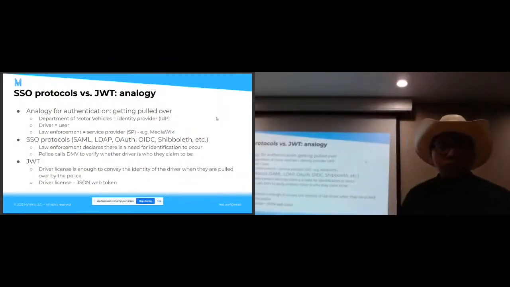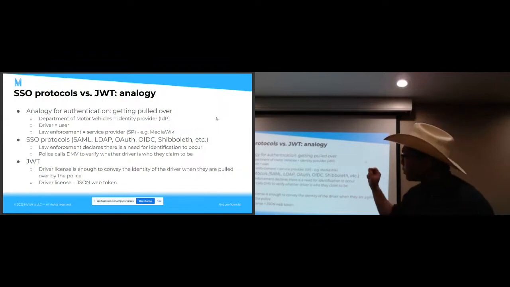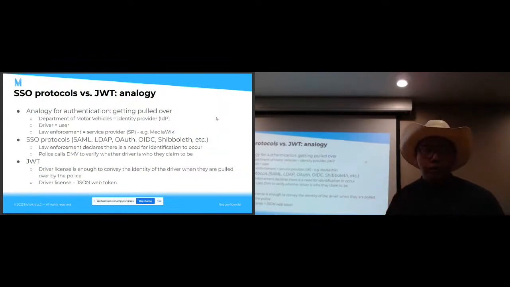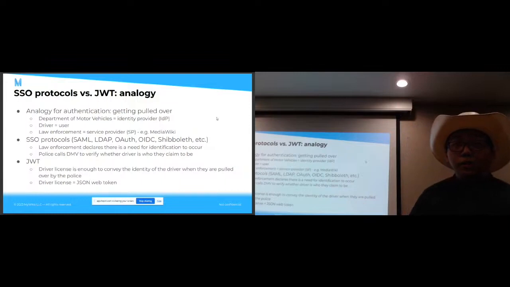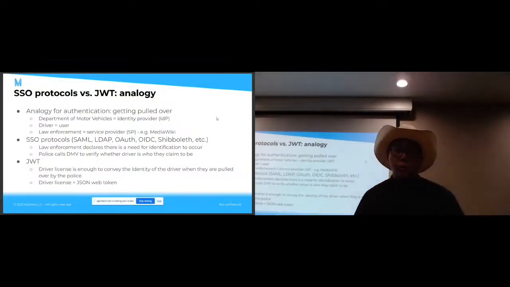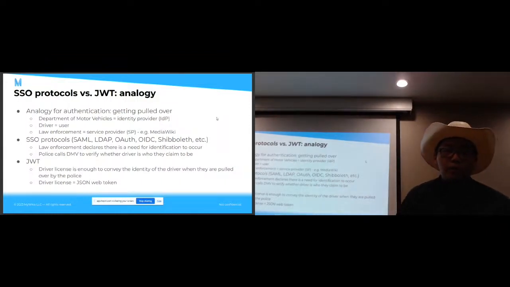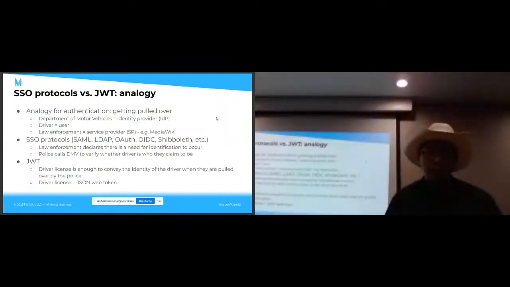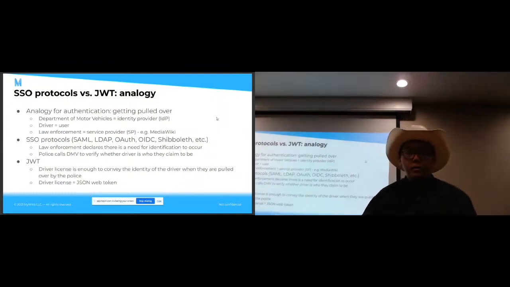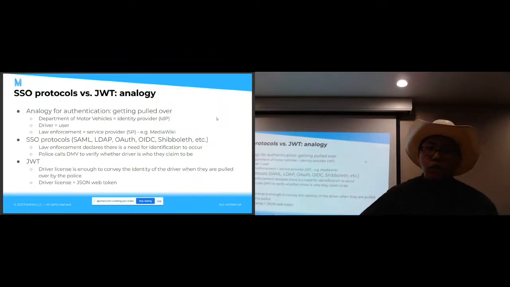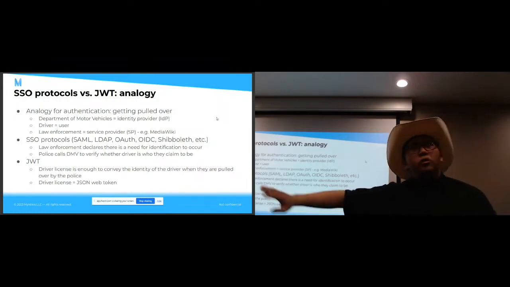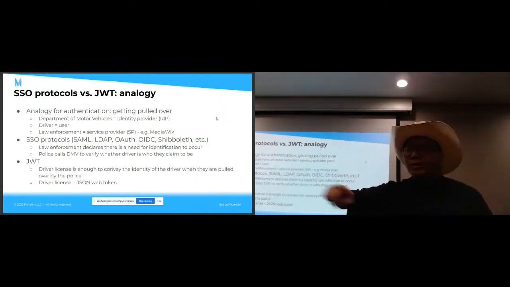So an authentication analogy would be like getting pulled over by the police, right? The Department of Motor Vehicles in this case is the identity provider, because they know who you are. The driver is the user, and law enforcement would be the service provider. And the police want to see who you are. In the case of an SSO protocol, that's like the police calling the DMV to manually verify whether you are who you claim to be. So that's a really long, drawn-out process. You have to go across multiple people.